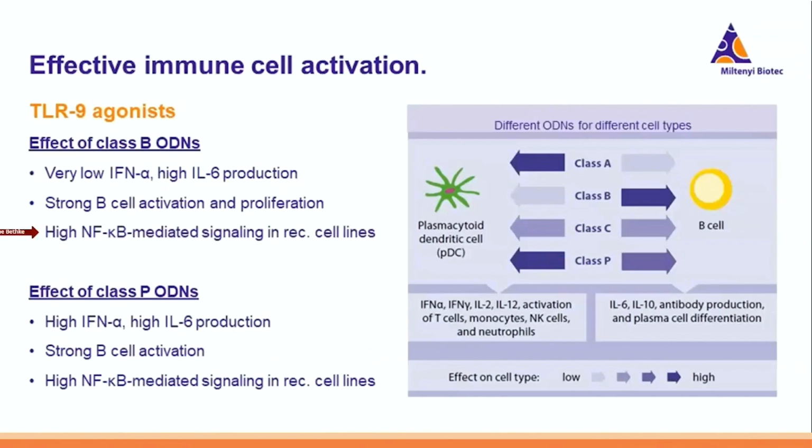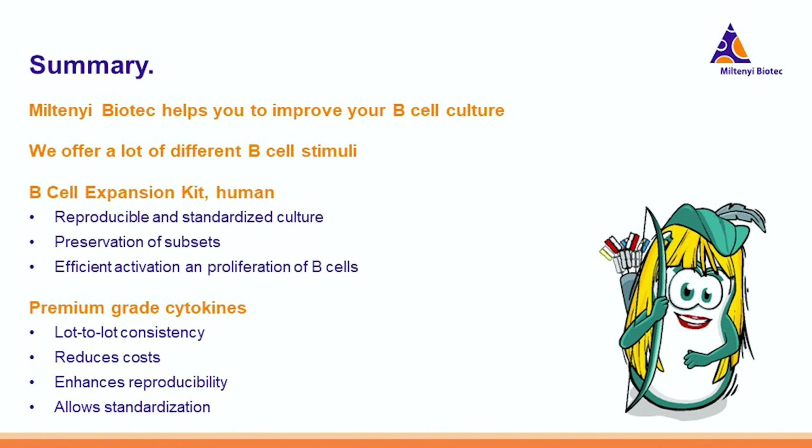With the class P ODNs, it's a bit different. There we have high interferon alpha production and also high IL-6 production, and it's mainly a stronger B cell activation. But for the NF-kappa B mediated signaling in recombinant cell lines, it looks the same as for the other TLR agonists. So now we're already at the end.